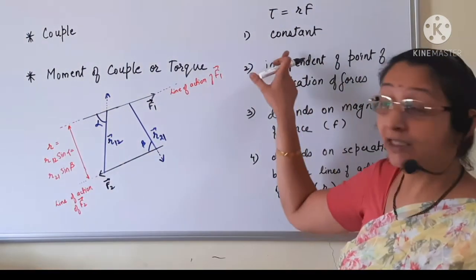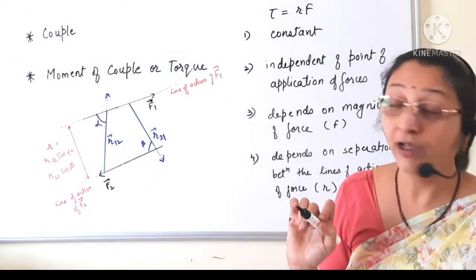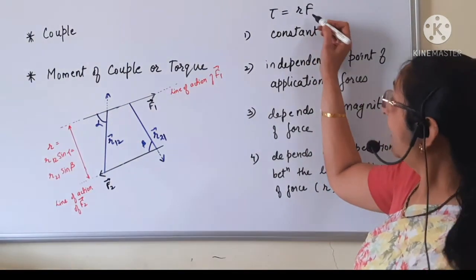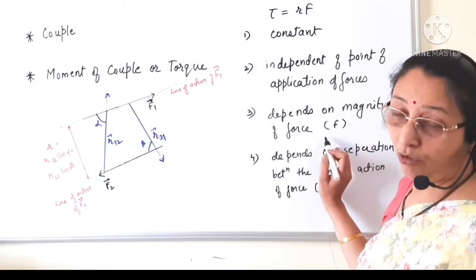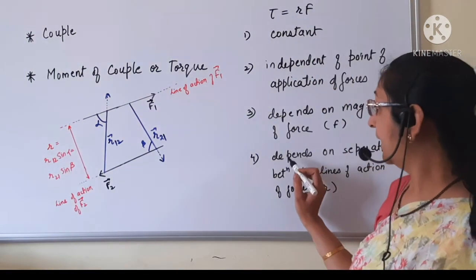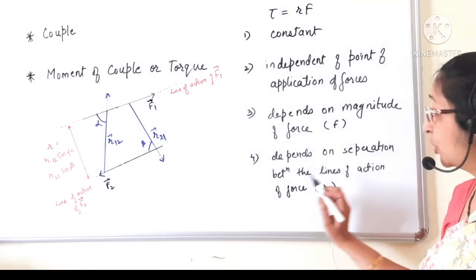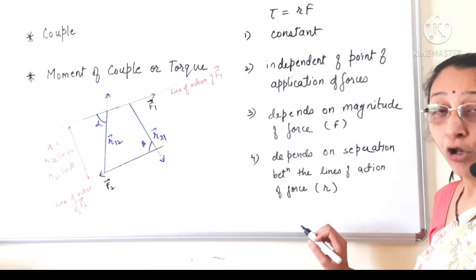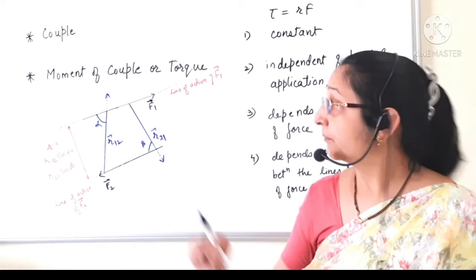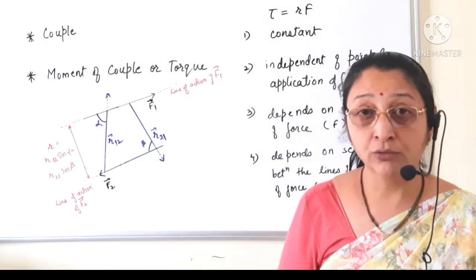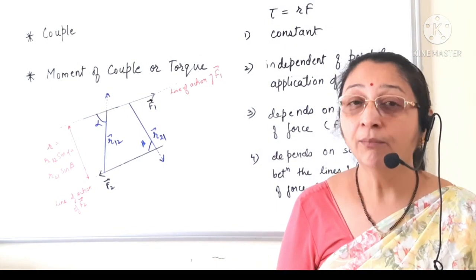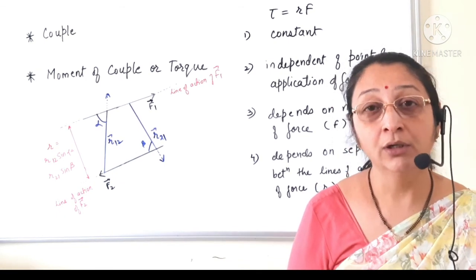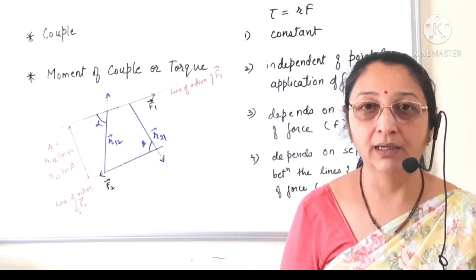Now this torque is a constant quantity because it is r into F. It is independent of the point of application, but it depends upon F, that is the force or the two forces, and it depends upon r, that is the separation between the lines of action of the forces. Also, the direction of the moment of couple or the torque is given by the right hand thumb rule. So this was the discussion about moment of force and moment of couple, that is torque.